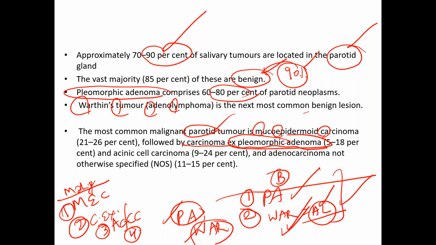Number four is adenocarcinoma, NOS, not otherwise specified. So the most common malignant tumors are: number one, mucoepidermoid carcinoma; number two, carcinoma ex-pleomorphic adenoma; number three, acinic cell carcinoma; number four, adenocarcinoma, not otherwise specified.